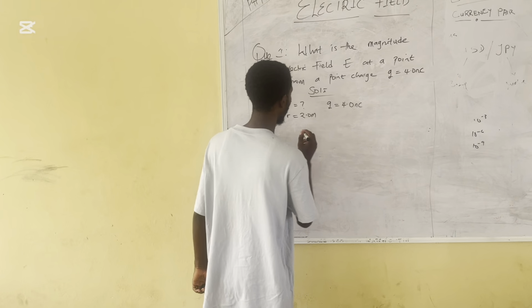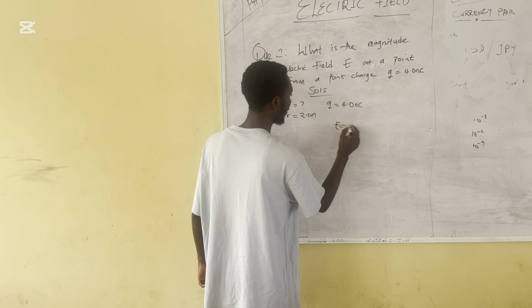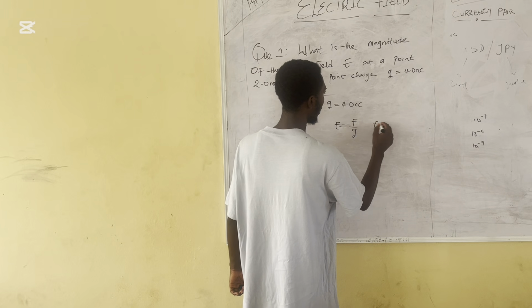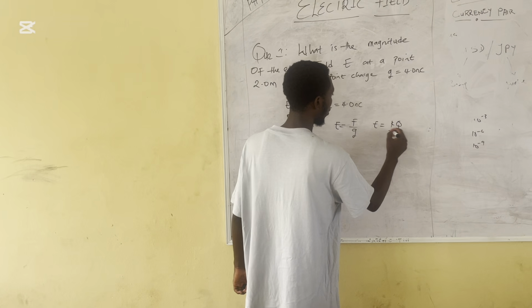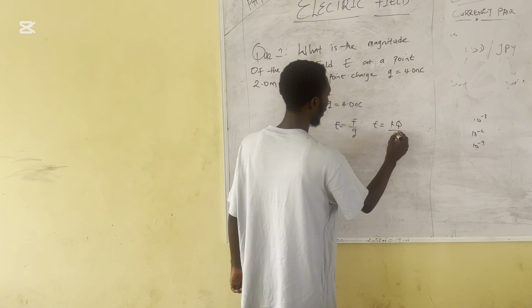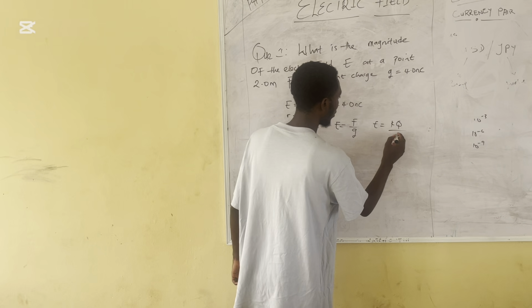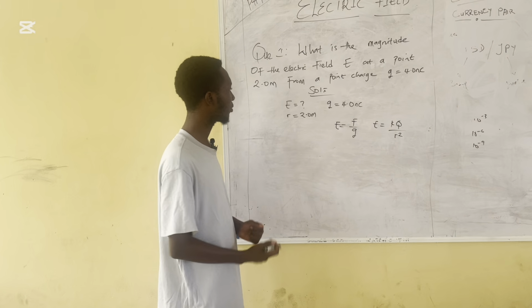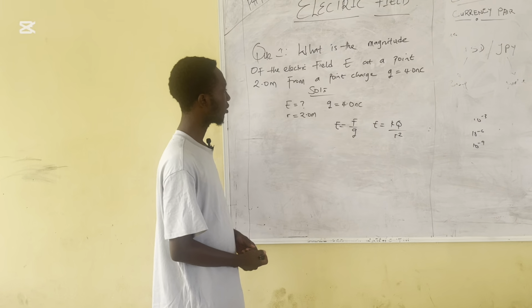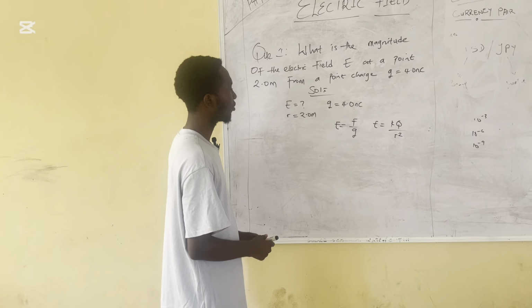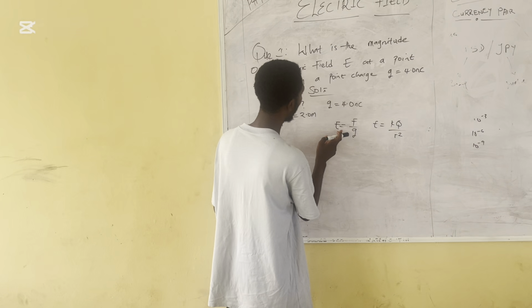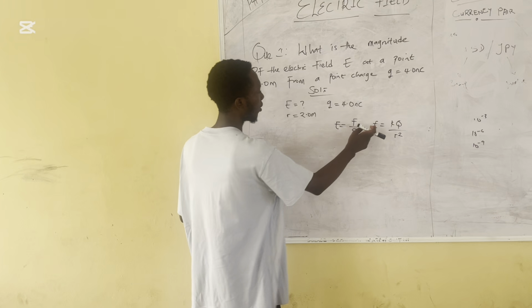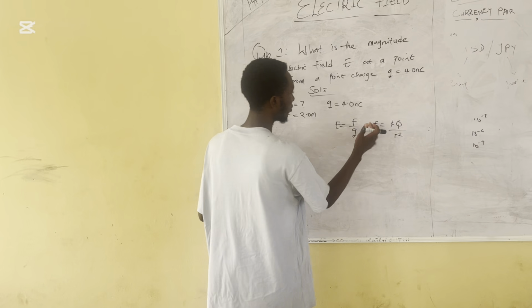We have two formulas that I derived: E equals F over Q, or E equals KQ over R square. So which one are we to use? Let's compare. Were we given force? No. We're given Q. So for this one, we're not given E and we're not given F, we're only given Q. What about this one? We are asked to look for E.